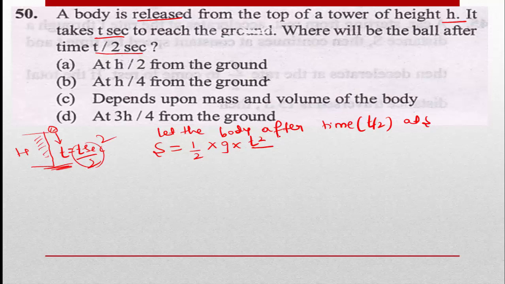When we square this, we get t square divided by 4. Therefore, s equal to g into t square divided by 4 into 2, which is 8. This is equation number 1.